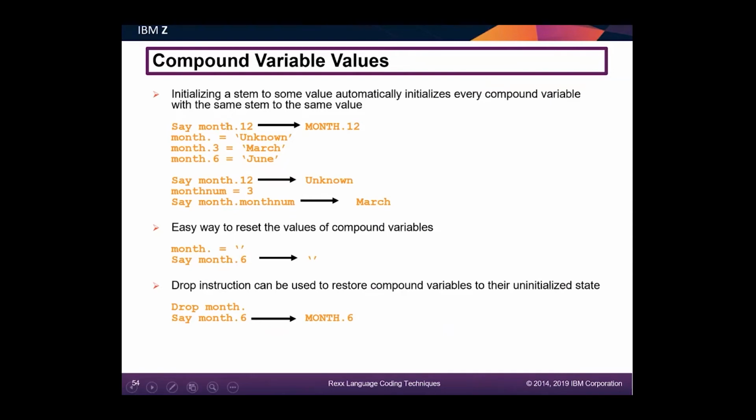If I do a set of commands up here, I say month.12, then the value is going to be MONTH.12 because I've never assigned it anything. I then say month dot is equal to unknown. I say month.3 is equal to March, month.6 is equal to June, and now the value of month.12 is unknown, but the value of month.3 or month num is equal to March. Okay, so very simple ways to work with stem variables.